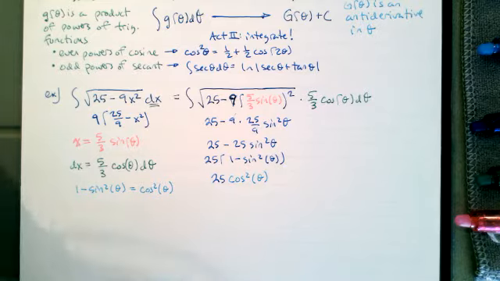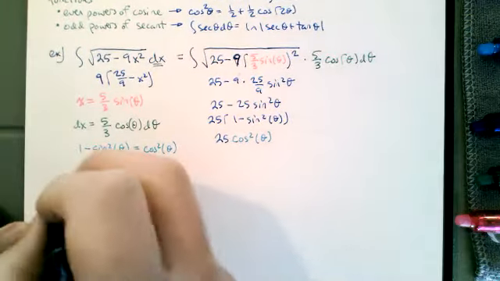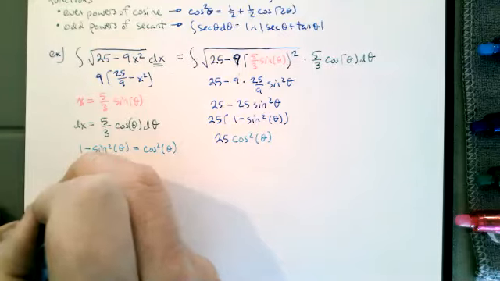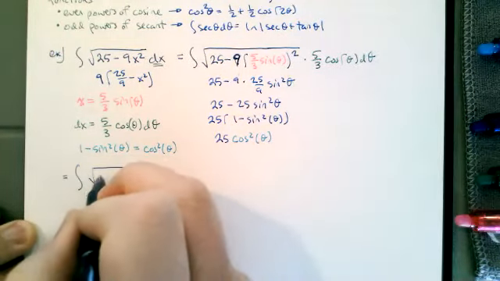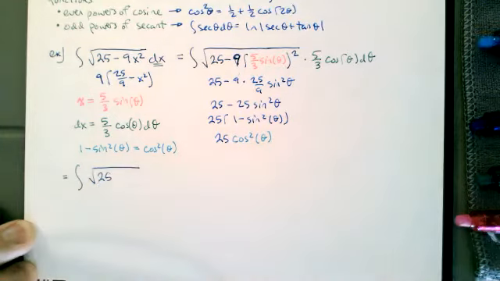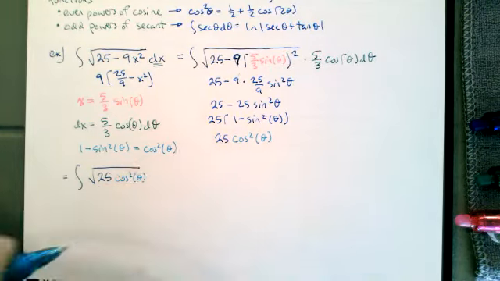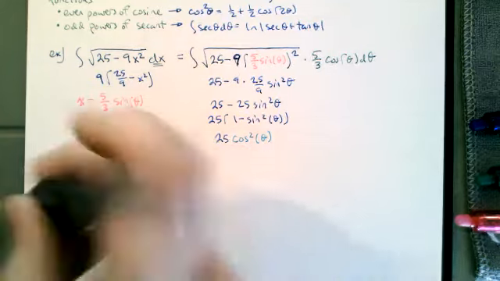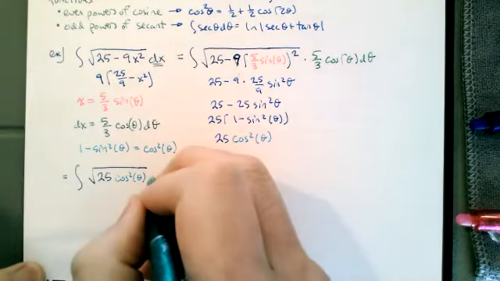So this is all under a radical. Let me clean all this up without simplifying the integral parts. We have the square root of 25 cosine squared theta, and then we have this all multiplied by 5/3 cosine of theta d theta.